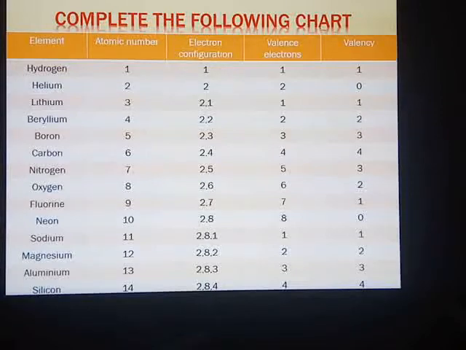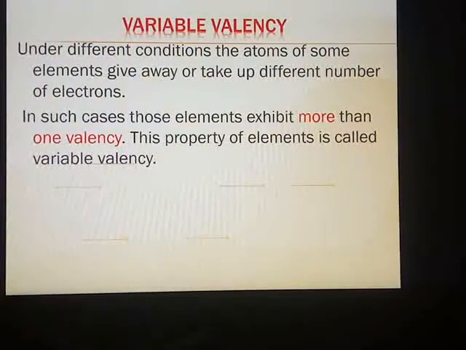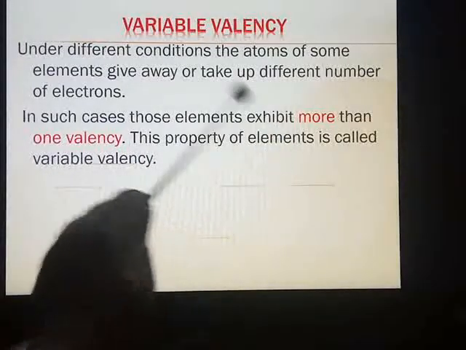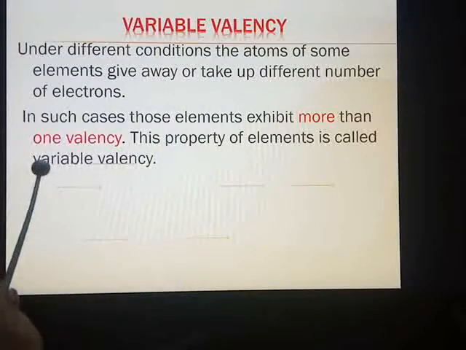Now there is one more concept in valency, variable valency. What happens under different conditions? The atoms of some of the elements not only take up a particular number of electrons but they give up or take up different numbers of electrons, and in such cases these elements exhibit more than one valency. This property of the elements of exhibiting more than one valency is called variable valency. Valency is varying, it is not stable as it is for other elements. So this property of the elements is called variable valency.